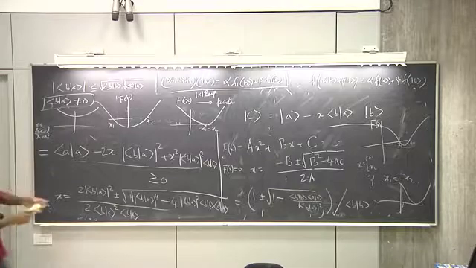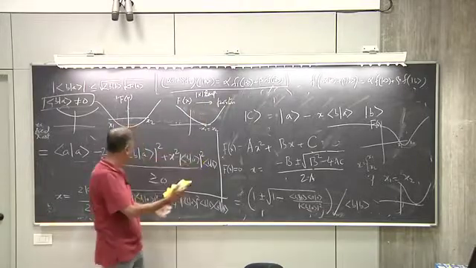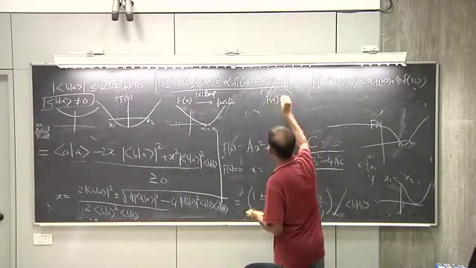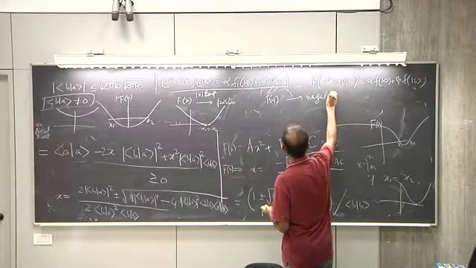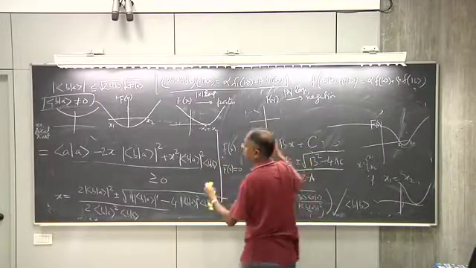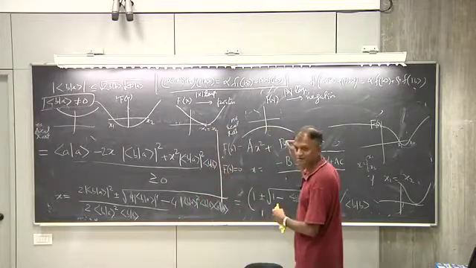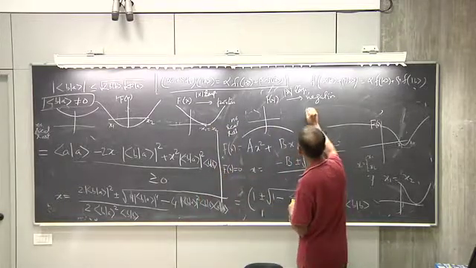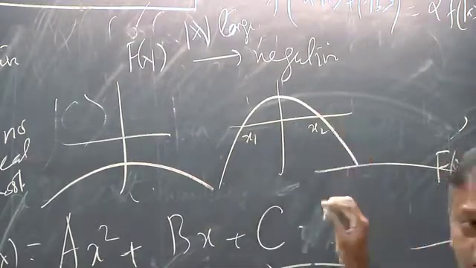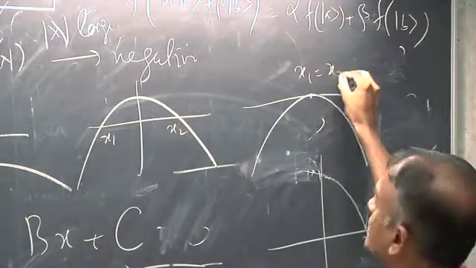But what if it was the other way around? Suppose f of x was negative for large x. Then the picture would be exactly inverted. So if no real root, it will always be negative. If you have two real roots, x1 and x2, then the picture would be like this. And finally, if the two roots coincide, the picture would be like this. This is when x1 equals x2, right?